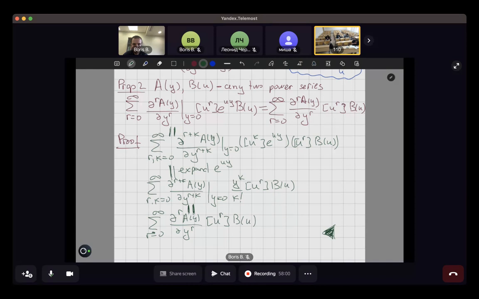U r a of u z, for any Laurent series A in Z, whose coefficients are infinite series in H bar and whose coefficients are polynomials in U.